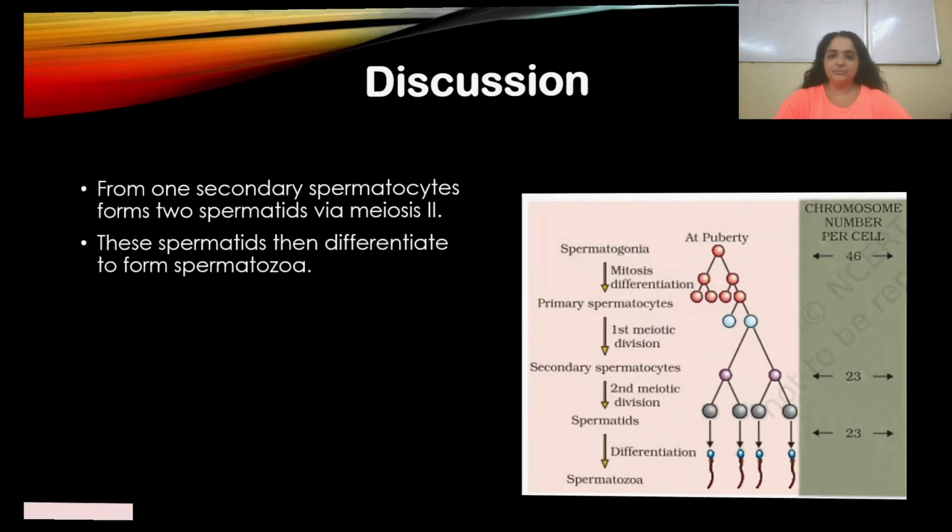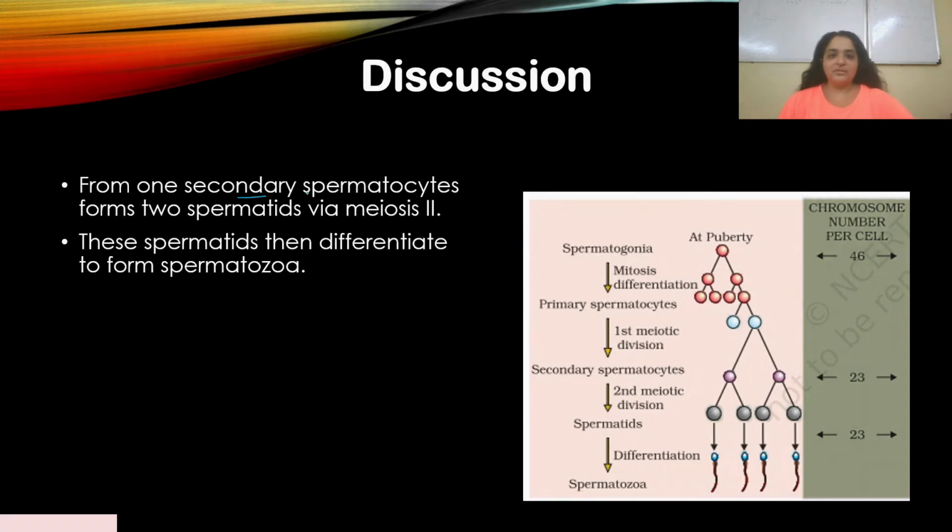Let's go to the discussion. So here, from one secondary spermatocyte, two spermatids form via meiosis 2, and then those spermatids differentiate into spermatozoa. So you have one secondary spermatocyte, it forms two spermatids and then eventually the sperm. It is important that you remember spermatogenesis: from how many cells are forming, via meiosis or mitosis, where mitosis is happening, where meiosis is happening, and how the chromosome number is changing. So this is important.